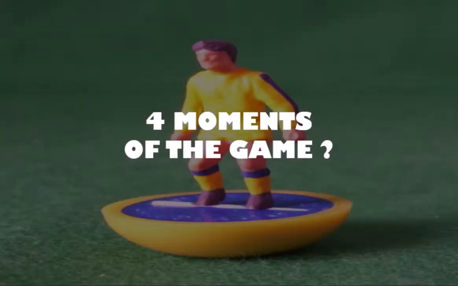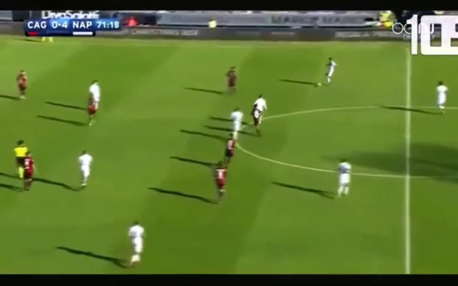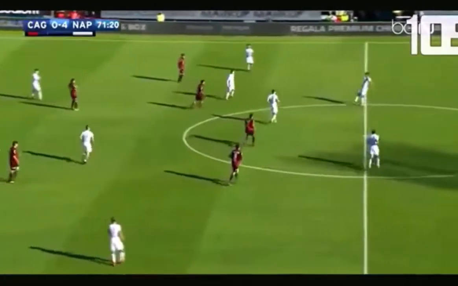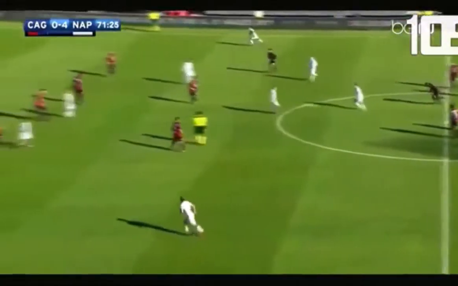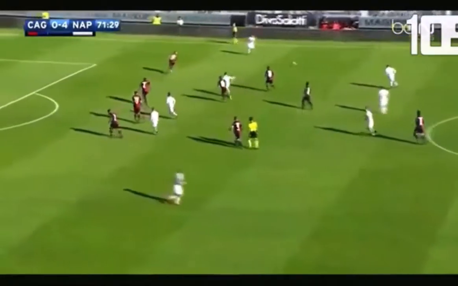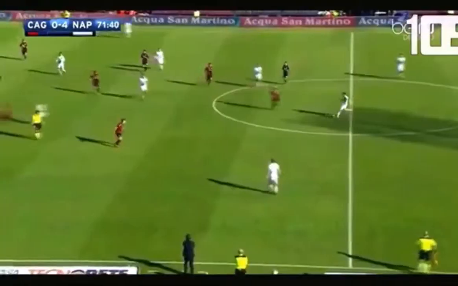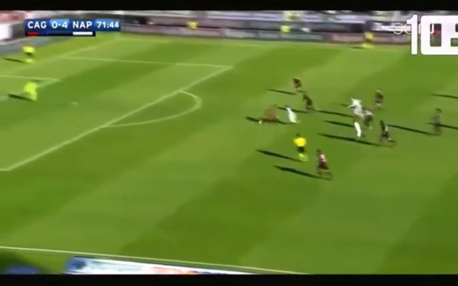First, we have what we call the attacking phase. This is any moment where any member of our team, including the goalkeeper, has possession of the ball, because whenever we have the ball, we are attacking. We are trying to transfer the ball towards the opponent's goal as quickly as possible without losing possession. There are many different ways of achieving this, but the basic idea is the same. We're trying to put the ball in the back of the opponent's net.